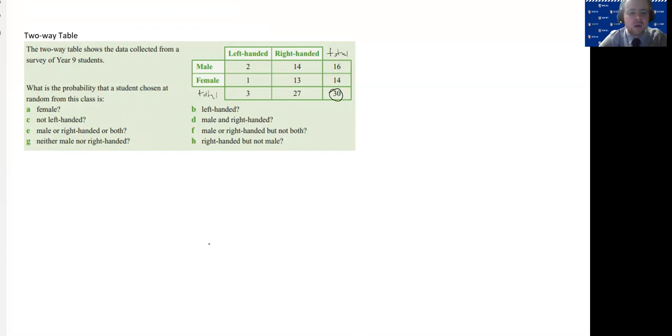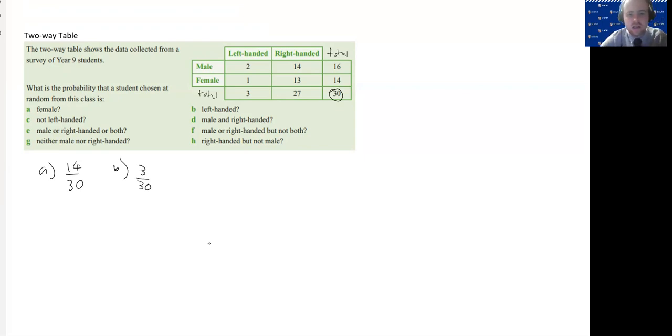Okay. So if we're looking for those who are female, then we're looking for the total number of females, which is going to be this 14. So it's going to be 14 out of 30 in this instance. Okay, B for left-handed, we want to include the total number of left-handed people. So it's going to be the bottom of that column there, which is going to be 3 out of 30.